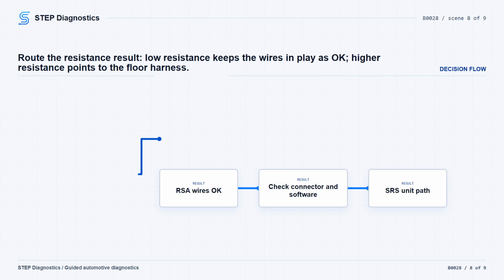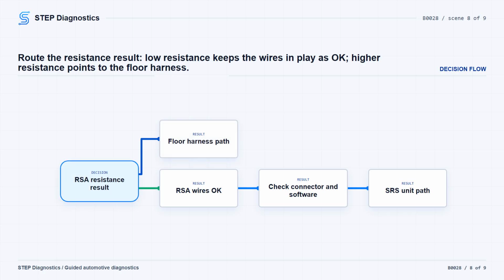Before replacing the SRS unit, check the SRS unit software version with the HDS. If the software is not the latest, update the SRS unit software and retest. If the connector connection is okay and the software path does not resolve it, the supported repair direction is to replace the SRS unit. If the code still does not clear after that path, the remaining direction given here is the floor wire harness. If the resistance is not 1.0 ohm or less, the path points to an open or increased resistance in the floor wire harness, and the supported repair direction is to replace the floor wire harness and clear the code.